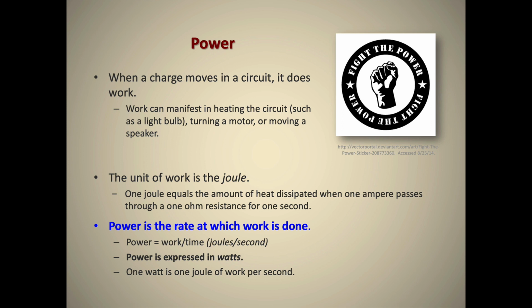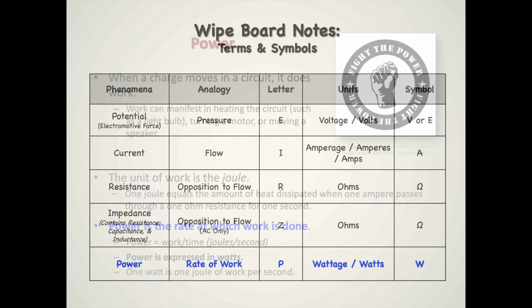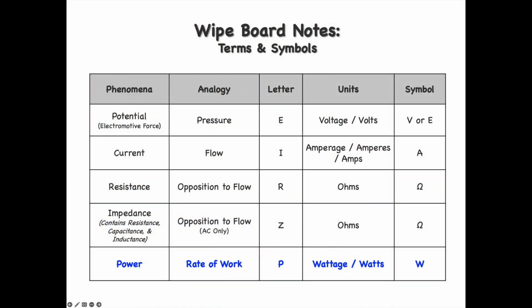So it's the work divided by time, or joules, which is how much work is done. Joules divided by seconds is power. And we express power in watts. To summarize this all up, 1 watt is 1 joule of work done per second. So power is the rate of work. And we're going to use this term quite a lot, so let's throw it on the whiteboard. Power, the rate of work.